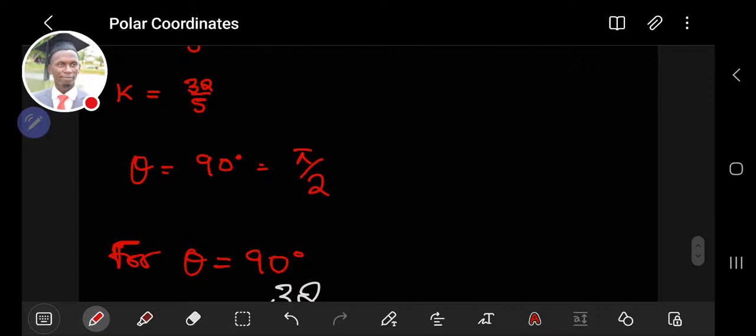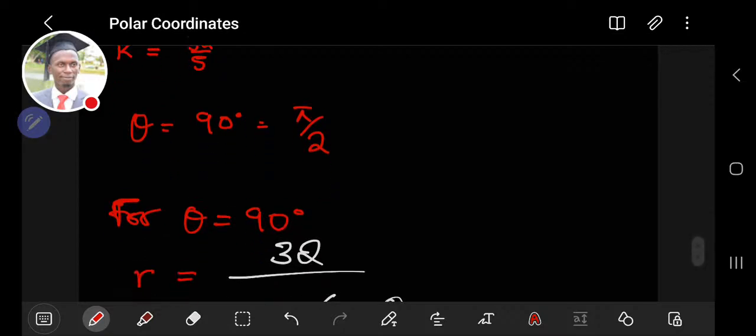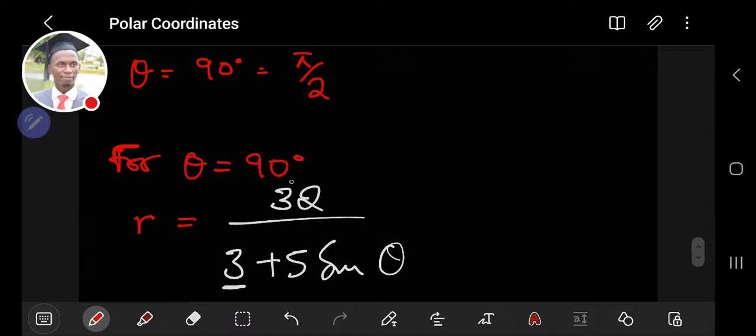To do that, this part I already did for you for theta equals 90 degrees. You have to do about 4 of them. You have to do when theta is 0. We've already done when theta is 90 degrees. You also have to do when theta is 180. You can also do when theta is equal to 270. So these are all the 4 that you can do here.